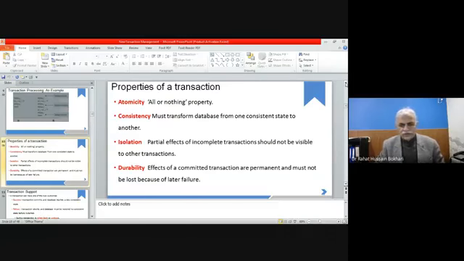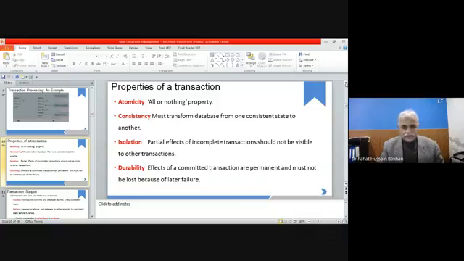Regarding the properties of a transaction, we say atomicity: the all-or-nothing property. When a transaction is executed, either it is a failure or it is a success, and there is nothing more than that. Furthermore, consistency must transform the database from one consistent state to another. We always expect that when a transaction is carried out, the database should be consistent. There should be no inconsistency. If there is inconsistency, it may create some sort of ambiguity with our values, with our output.